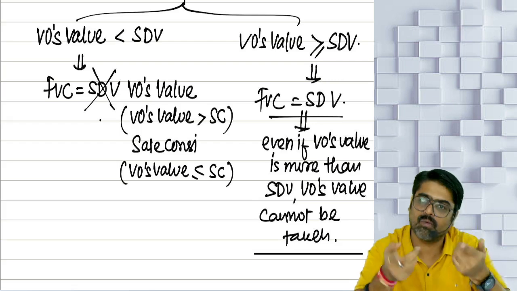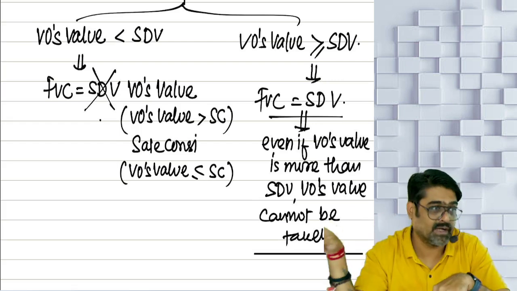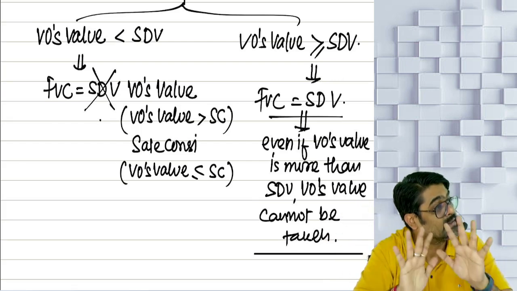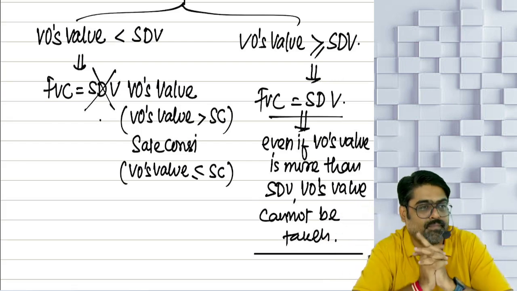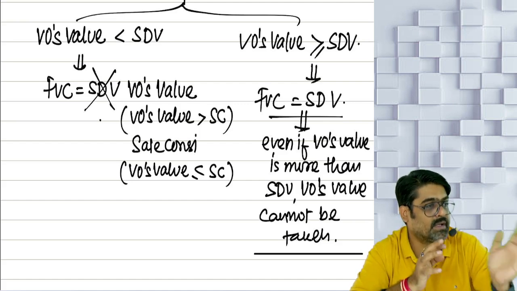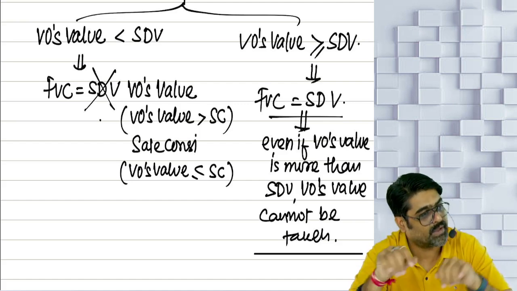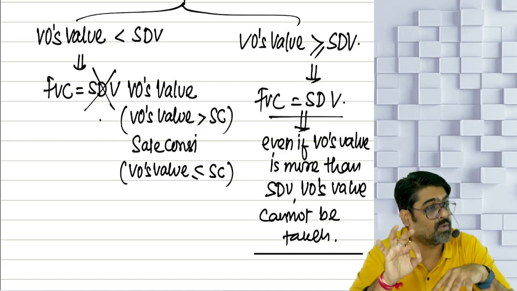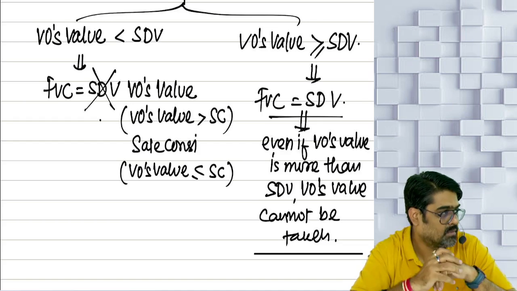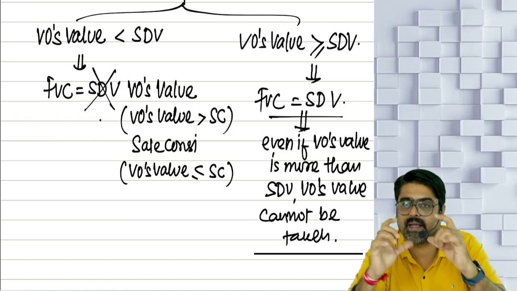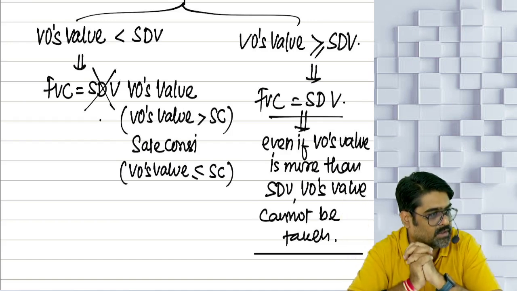So if VO's value was higher also, then also the assessing officer cannot take the VO's value, he has to take the stamp duty value only, which he was earlier taking. Yes or no? So he will ignore your request now and he will take the stamp duty value. If VO's value was higher or equal to the stamp duty value, then VO's value will be ignored and whatever the stamp duty value was there, that will be taken as full value of consideration.